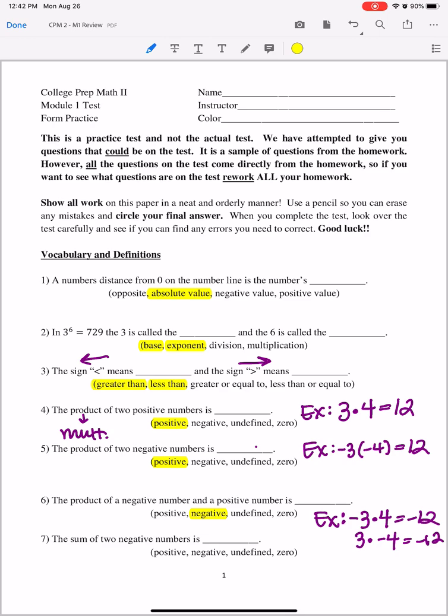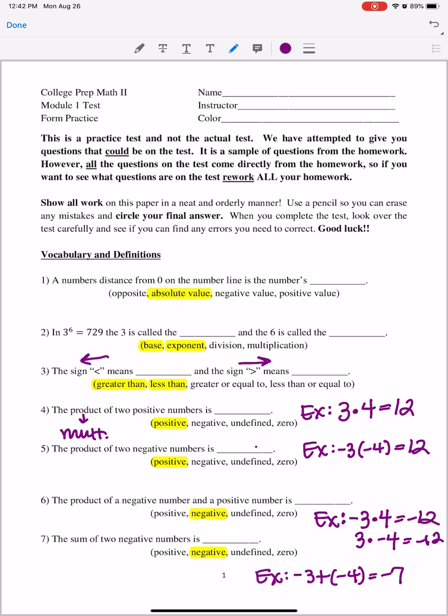And then the last one on this page, the sum of two negative numbers is negative. So this is different than your multiplication. When you multiply two negatives, you get positive. But when you add two negatives, you get negative. So for example, if you have something like negative 3 plus a negative 4, you're going to get a negative 7. So you've got to memorize these integer rules because they're very close to each other and they're different, and you've got to know them.